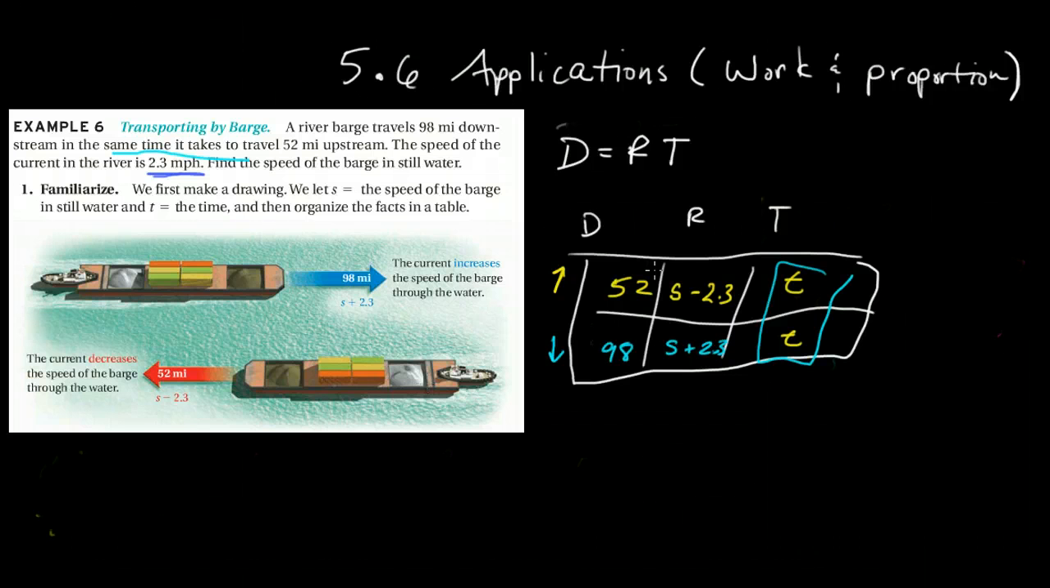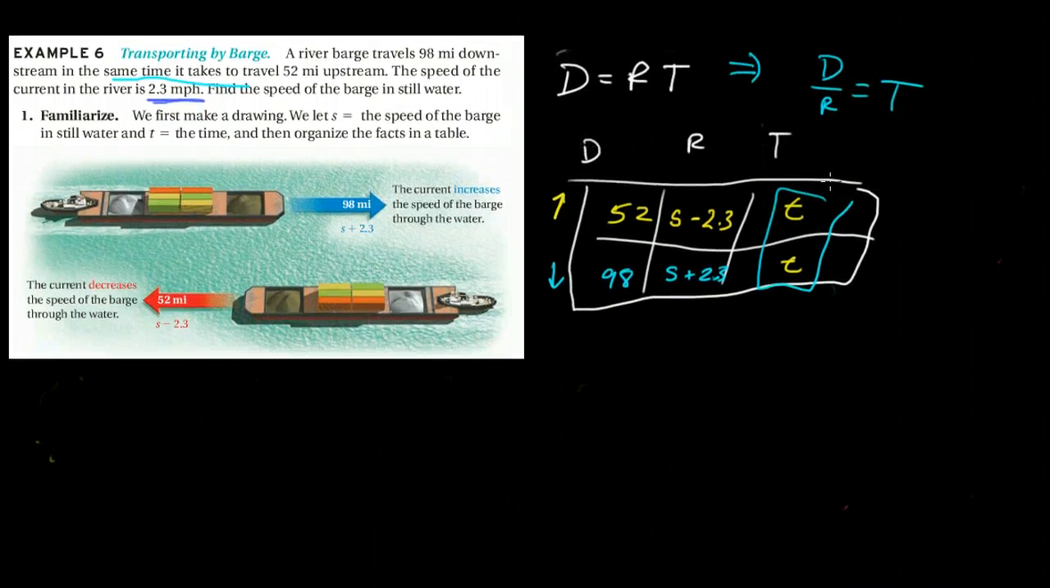So what we can say about that: if D is equal to R times T and our T's are the same, then this implies that D divided by R is equal to T. So let's set those equal to each other since the T is the same. That'll be 98 divided by the quantity S plus 2.3, and we're going to set that equal to 52 divided by the quantity S minus 2.3.